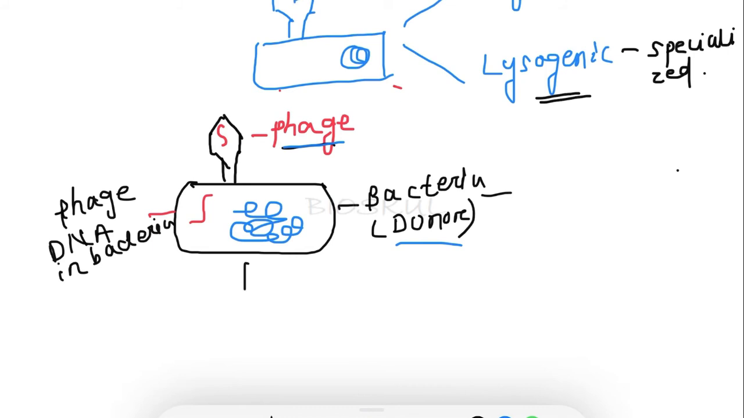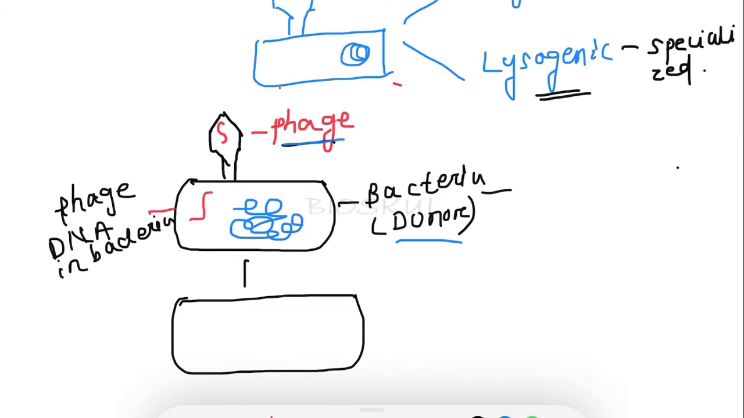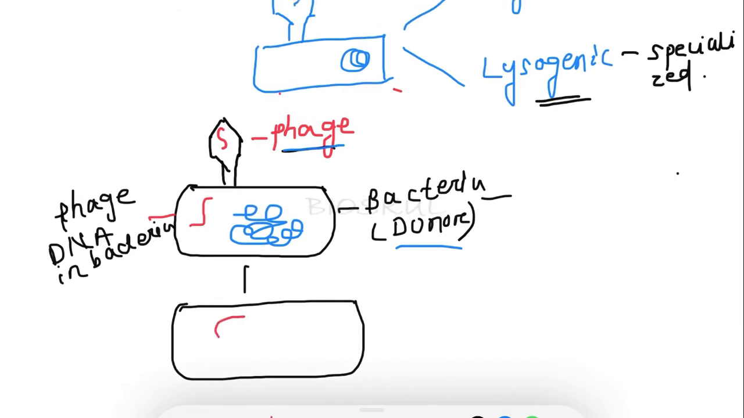In the next step, when the phage infects the host cell, it causes the degradation of host DNA into small fragments. When the phage DNA enters the donor bacteria, the host cell, it takes over the host machinery and degrades the host DNA into small fragments like this.